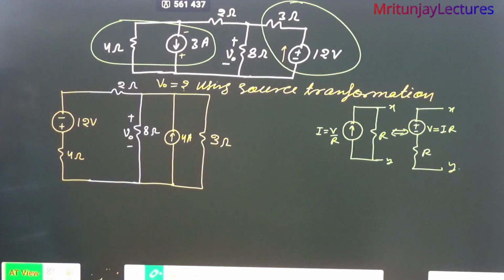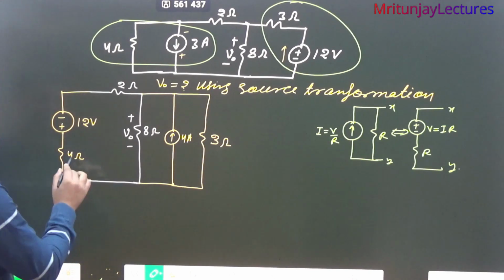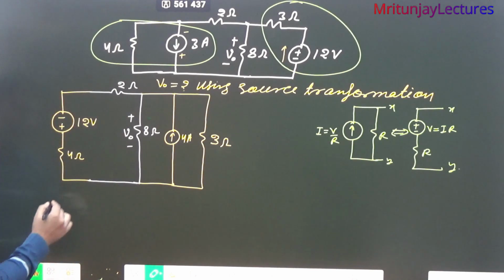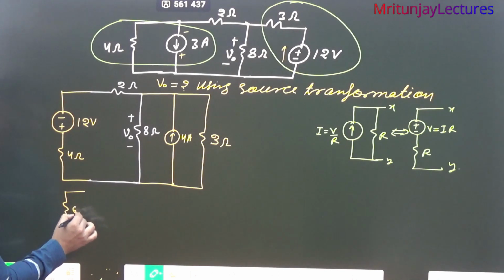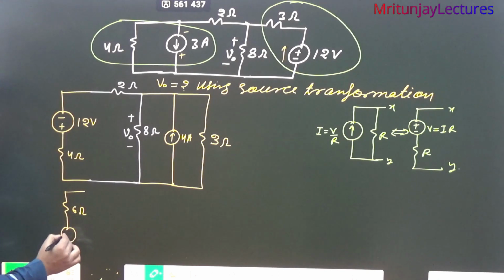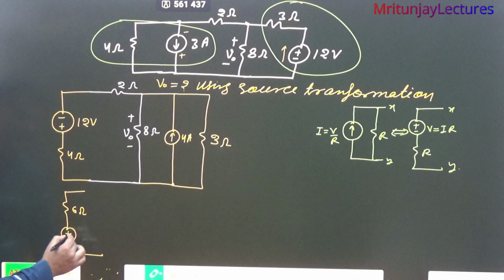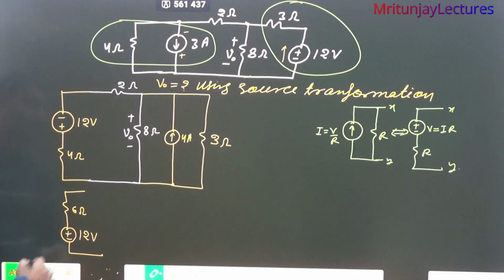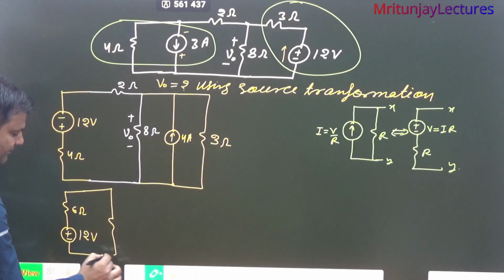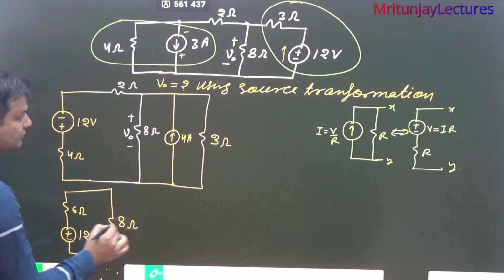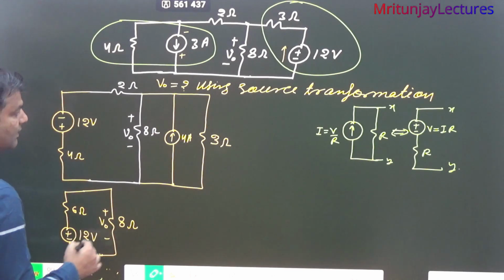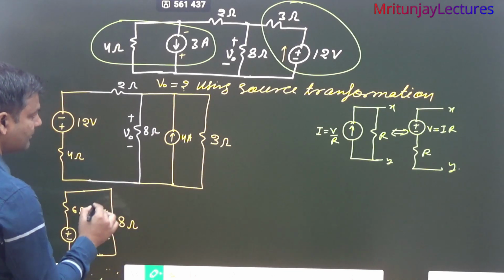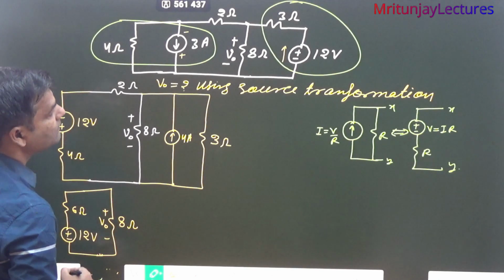Okay, clear? Now 4 and 2 are both in series, so the combination of these two is 6 ohm. So written here 6 ohm. And what about polarity plus minus? That is 12 volt. And that one is 8 ohm, plus minus V naught. And this is 3 ohm. That is 3 ohm.